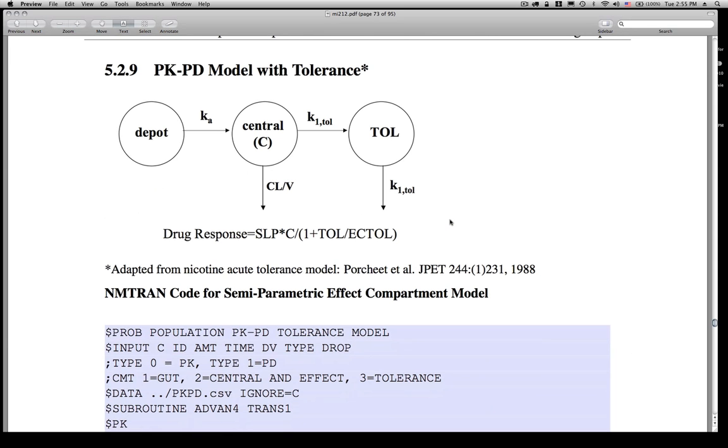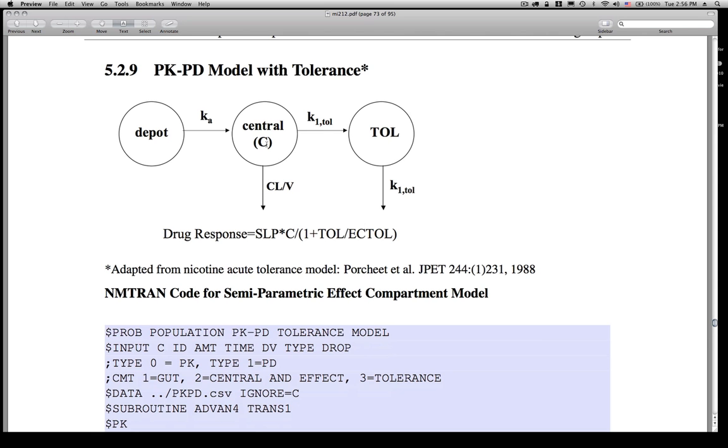Let's talk about another variation on the theme. Here we're going to look at a simplified model for tolerance, and this is pharmacodynamic tolerance. This isn't tolerance in the differential equation block. This model for pharmacodynamic tolerance describes drug response, which is equal to some function of the central compartment concentration. So the drug response now is direct.